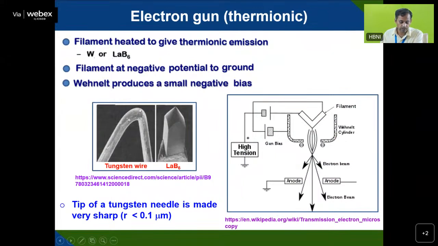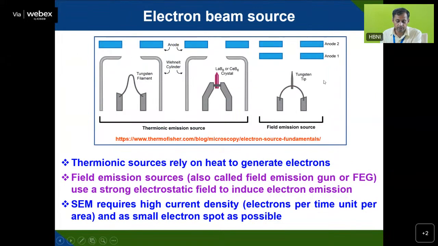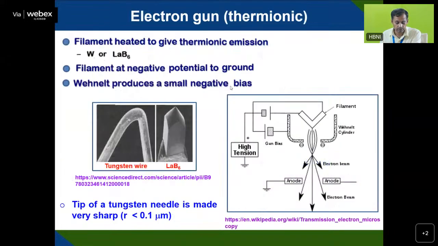Lab-6 you can see this is the tungsten one, and this is a lab-6 one. How sharp is this tip in case of lab-6? The filaments are kept at a negative potential to the ground, and one lead produces a small negative potential. The small negative potential will be generated here.